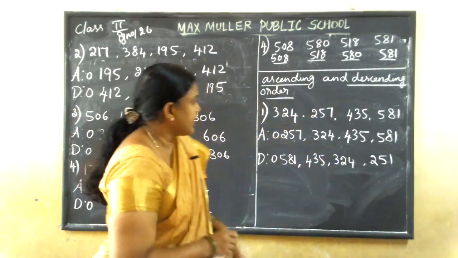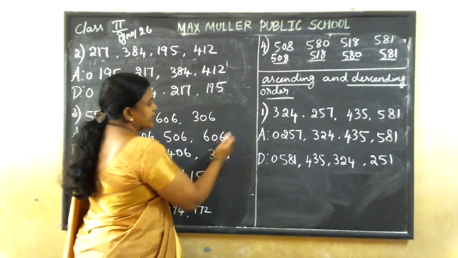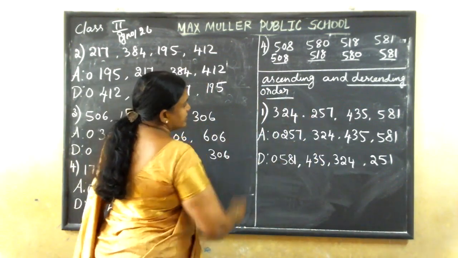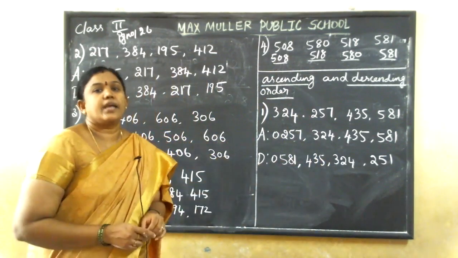Understood, children? Now write neatly. When you are writing now this one, put one line. See, after the numbers, you put the line here. One, set two. Place is there in the textbook. Write neatly. Thank you, children.